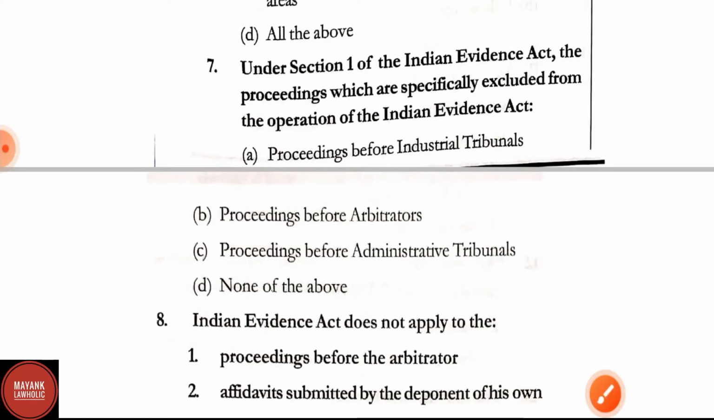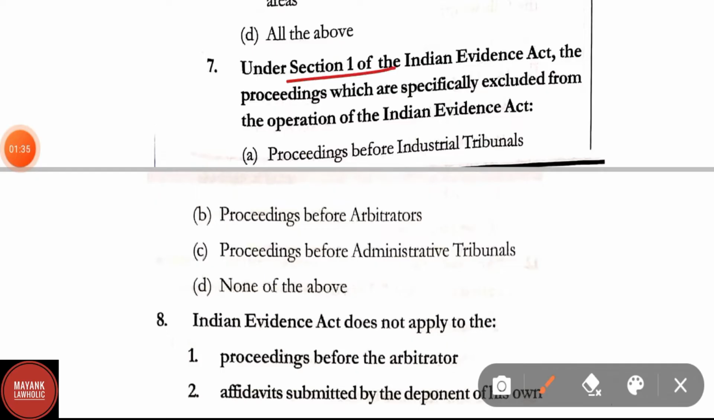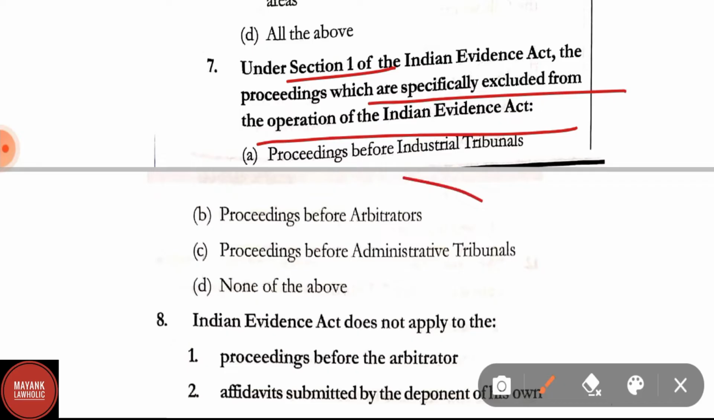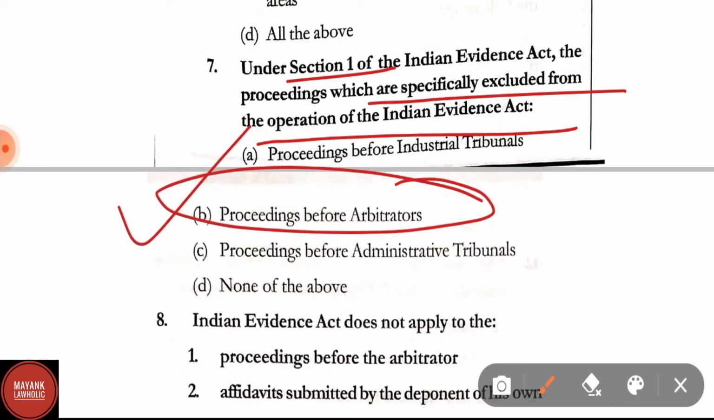Question number 7. Under section 1 of the Indian Evidence Act, the proceedings which are specifically excluded from the operation of the Indian Evidence Act. Option A, proceedings before industrial tribunals, option B, proceedings before arbitrators, option C, proceedings before administrative tribunals, D, none of the above. Here correct answer is option B, proceedings before arbitrators.